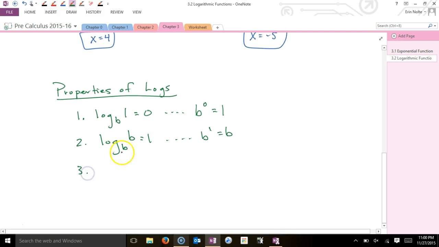Okay, so if they have the log of some base of b to the x, anybody know what that is equal to? Very good, it's equal to x. So if two things have the same base, that basically just tells us that the exponents must be the same too, right?